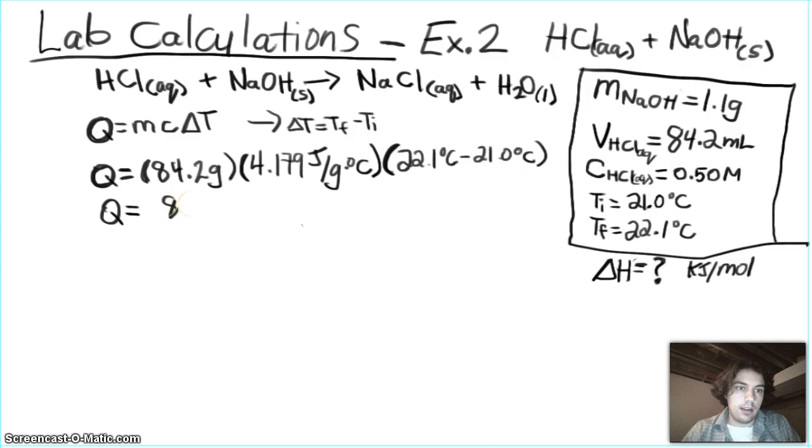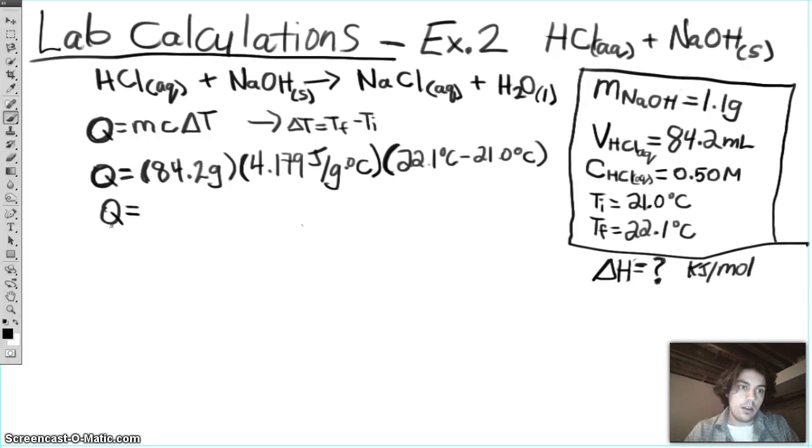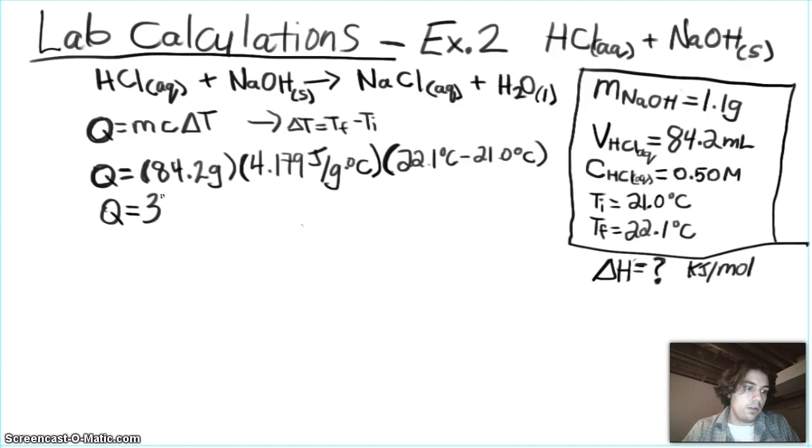And what we get is 387.1 joules. Right? 387.1 joules. You'll note that I've kept an extra sig fig. I suppose I probably shouldn't have done that. So we'll say it's just 387 joules.